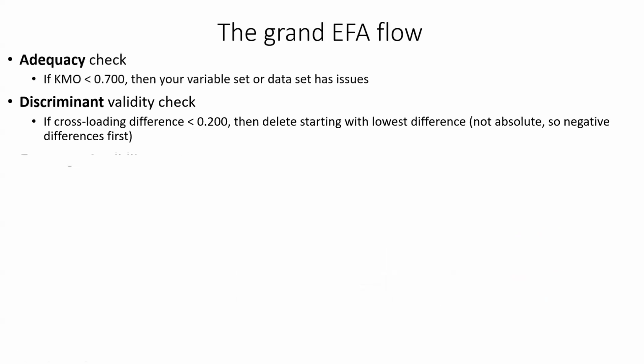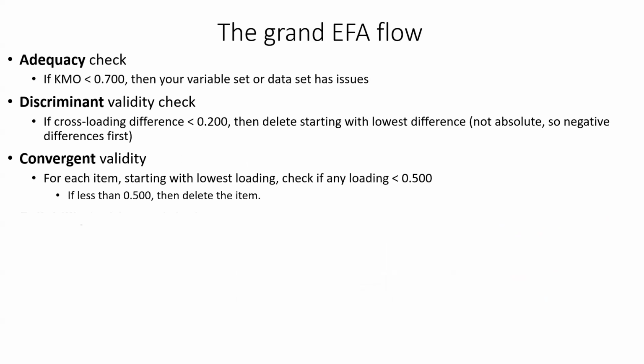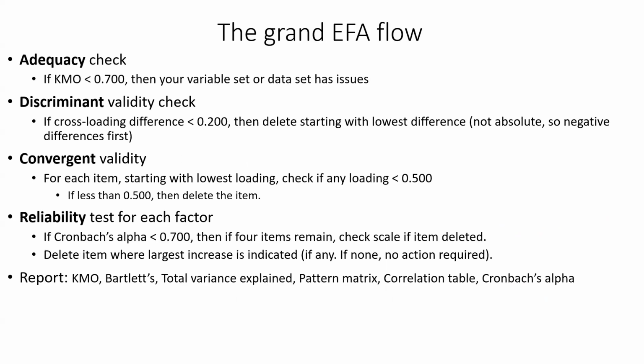So if you're running EFA, what you're supposed to check? You're supposed to check these things. You have to check the sampling adequacy. Make sure that Cronbach alpha is greater than 0.7.